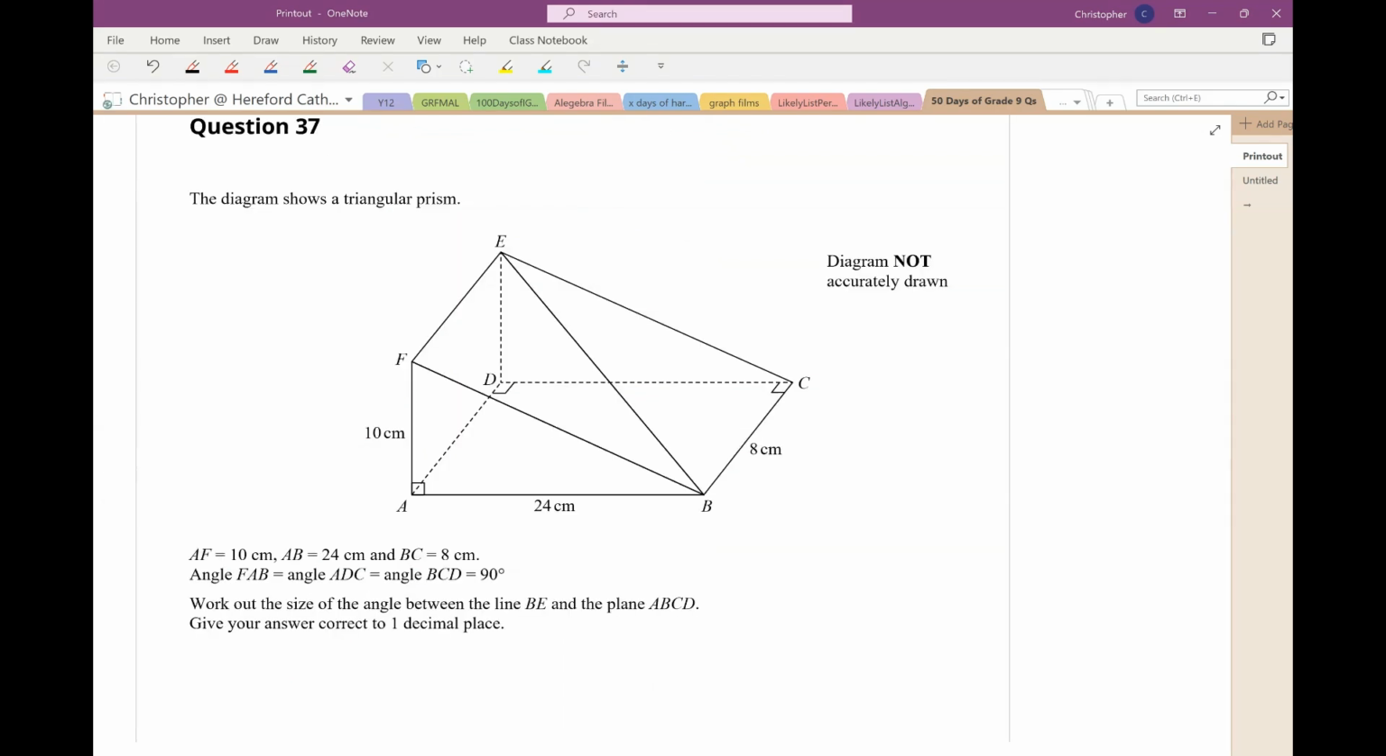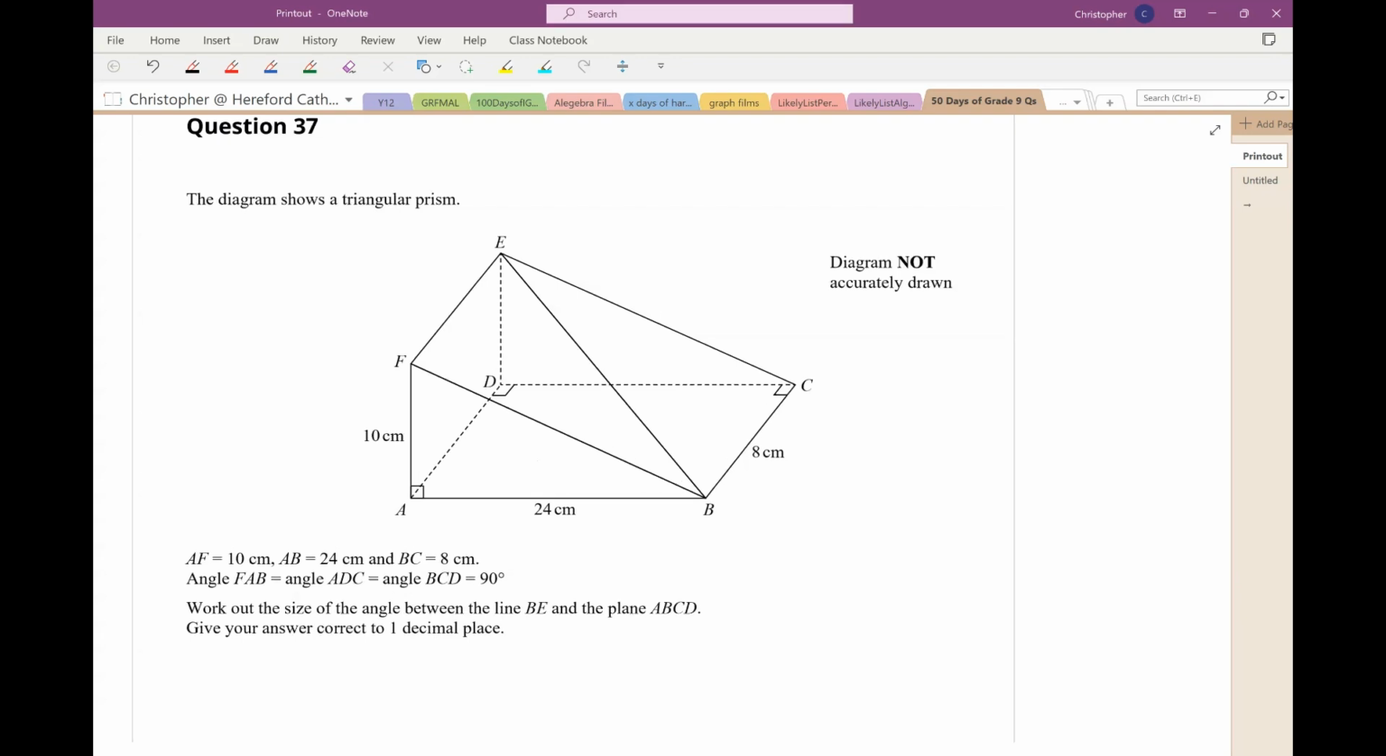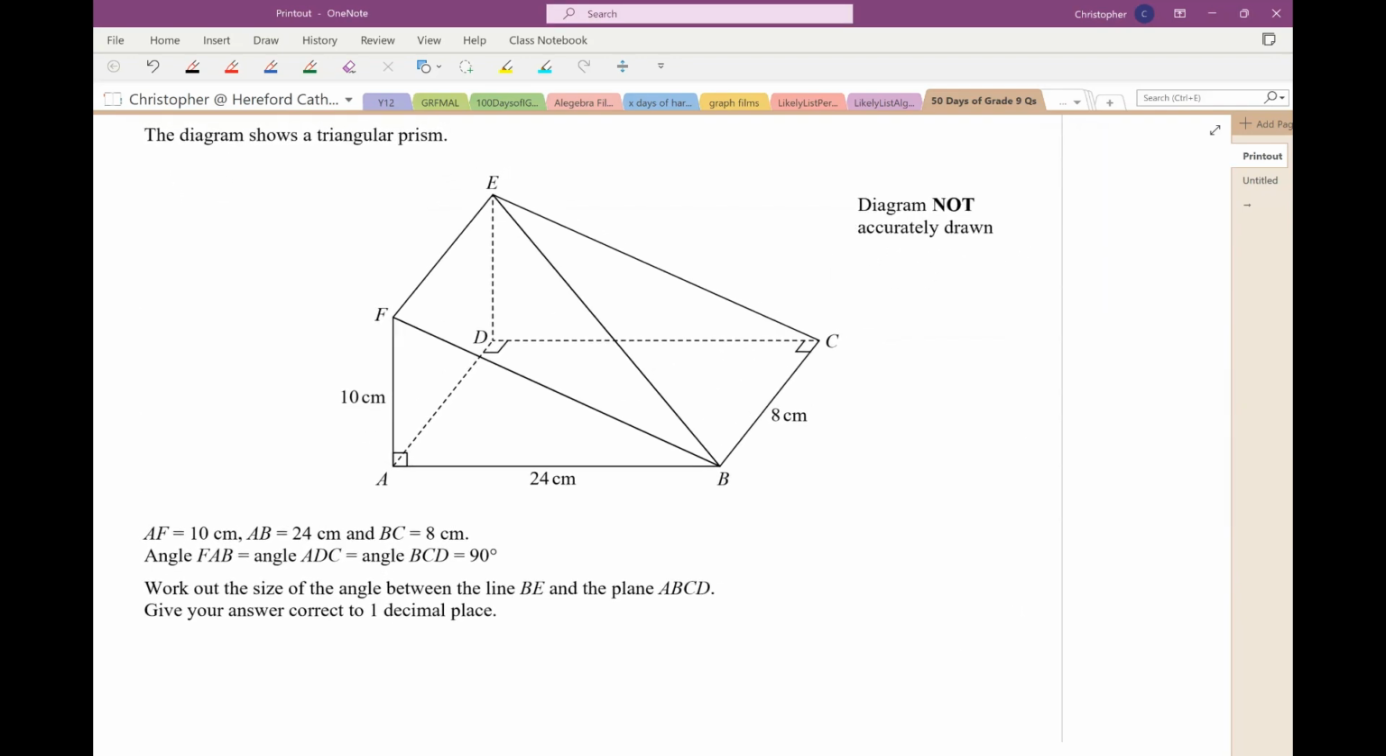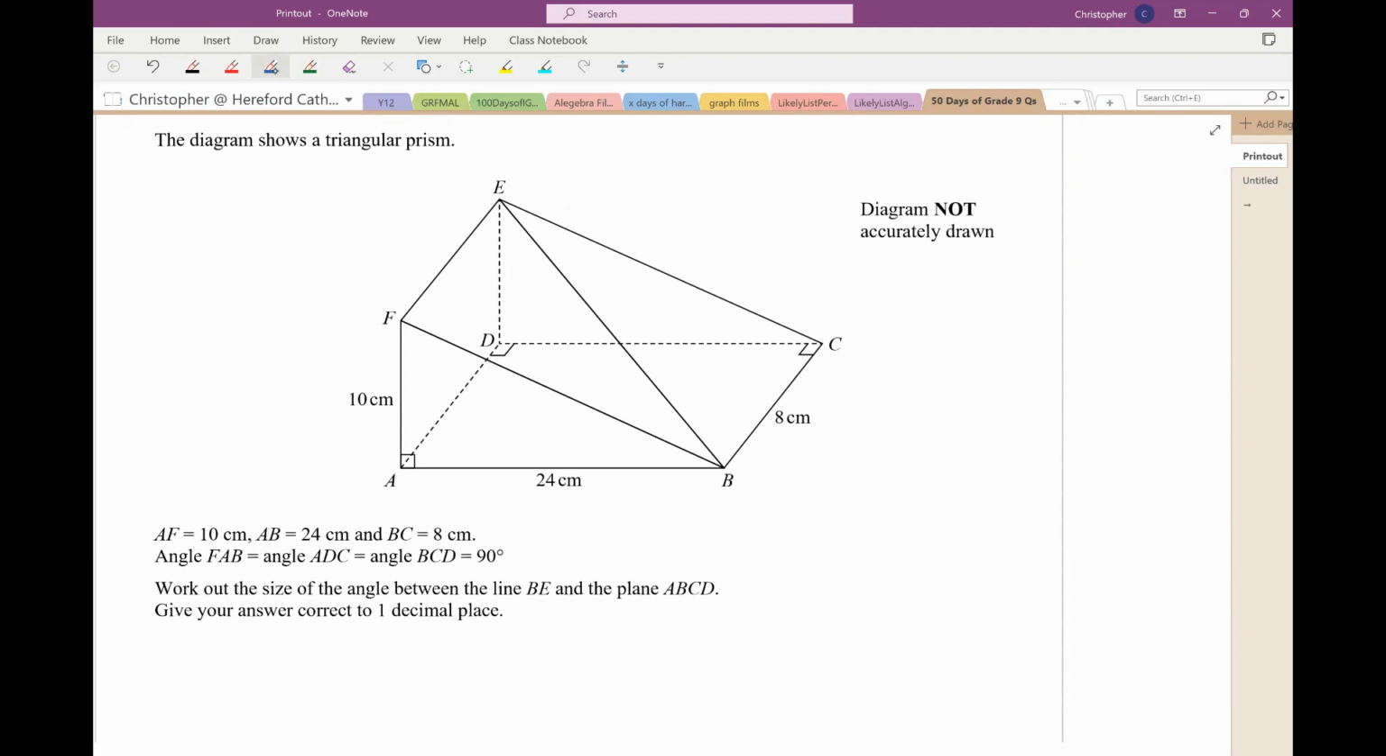Question 37 looks like 3D trig, 3D Pythagoras. Let's have a look. AF is 10, AB is 24, BC is 8. All those are marked on the diagram. There are lots of right angles, and they all look like right angles on the diagram.